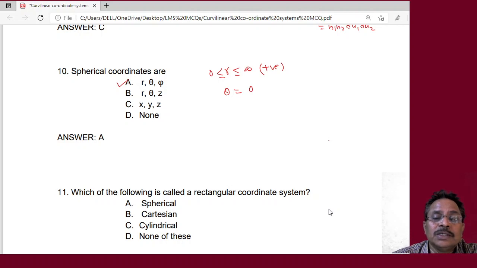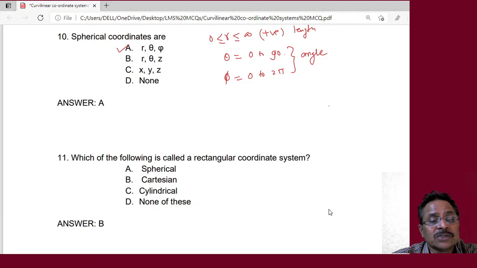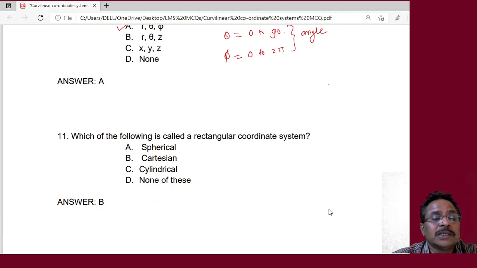So theta varies from 0 to 90 degrees, and this phi varies from 0 to twice pi. Both of these are angles, whereas this r has dimensions of length. This is a coordinate system called the spherical polar coordinate system, and it has three coordinate axes, that is r axis, theta axis and phi axis. Therefore, for this particular coordinate system, the correct answer of question number 10 is A, r, theta and phi.